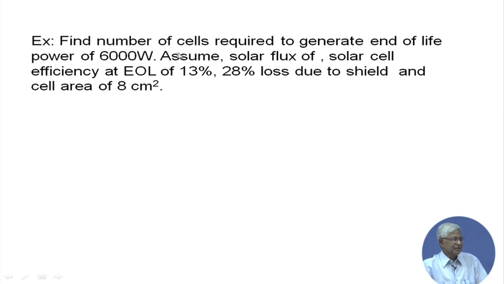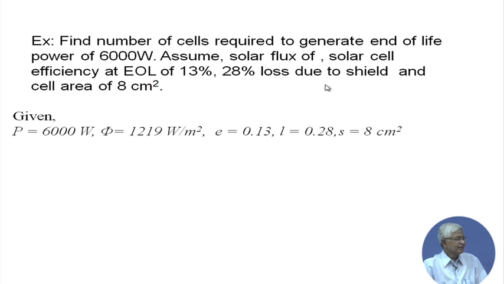I just put a very simple type of estimation which you should calculate. Find the number of cells required to generate the end of life power of 6 kilowatts. Assume the solar flux is 1219 watts per meter square. The solar cell efficiency at the end of life is 13%, and L, which is the loss due to shield and shadow, is 0.28, that is 28%, and the cell area is roughly 8 centimeters square.